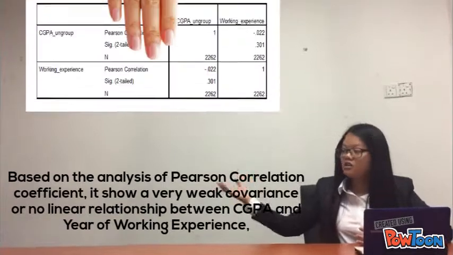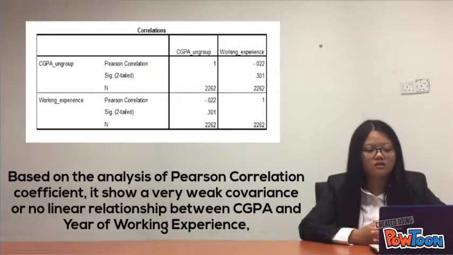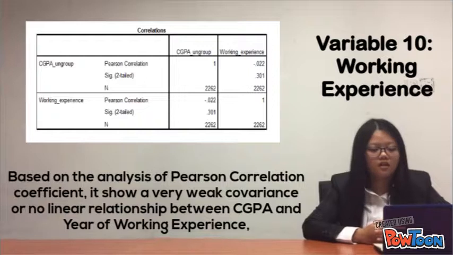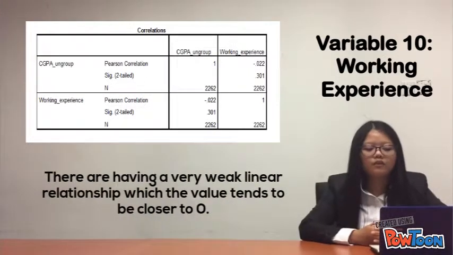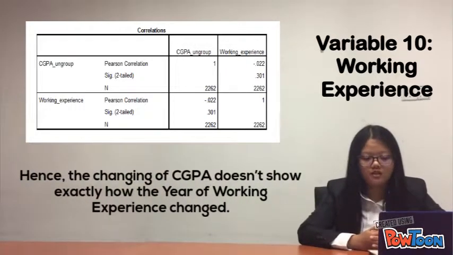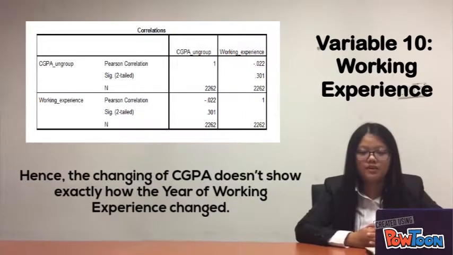Based on the analysis of Pearson correlation coefficient, it shows a very big covariance or no linear relationship between CGPA and years of working experience. They have a very weak linear relationship, with the value tending to be closer to 0. Hence, the changing of CGPAs does not show exactly how the years of working experience change.